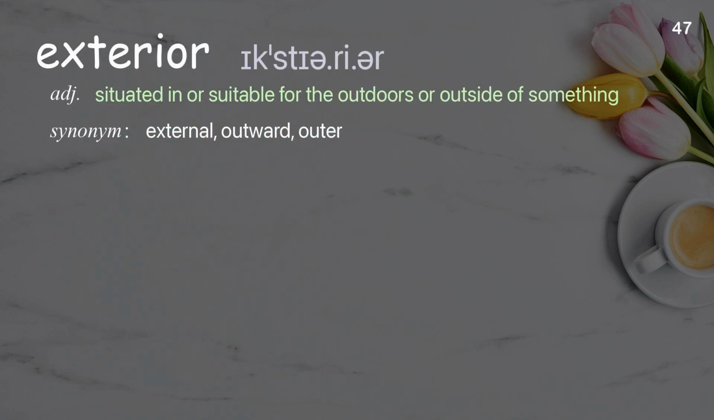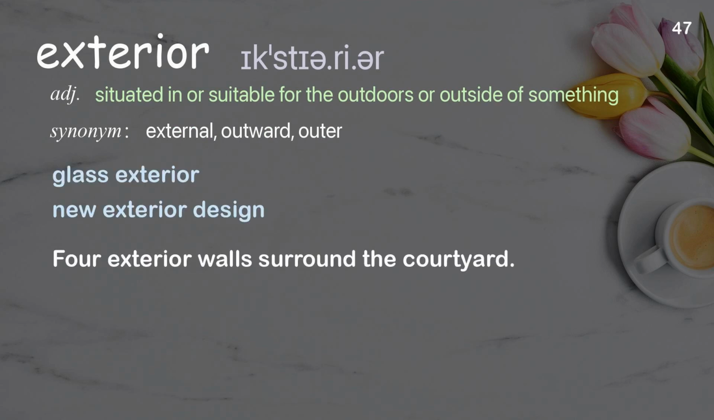Exterior. Situated in or suitable for the outdoors or outside of something. Examples: Glass exterior. New exterior design. Four exterior walls surround the courtyard.